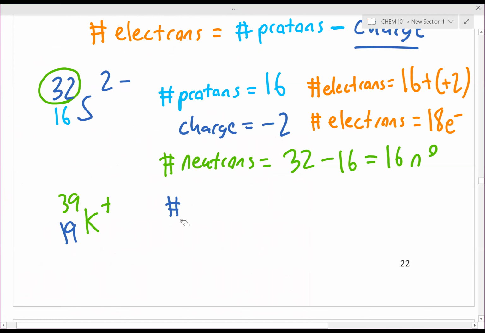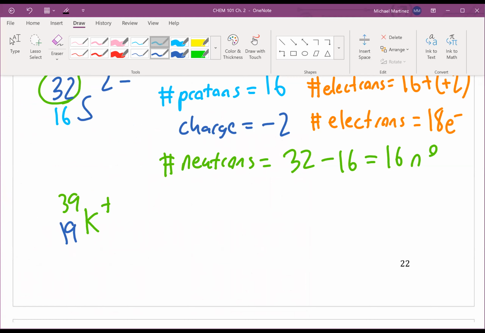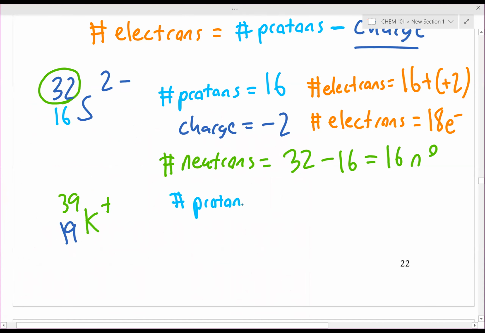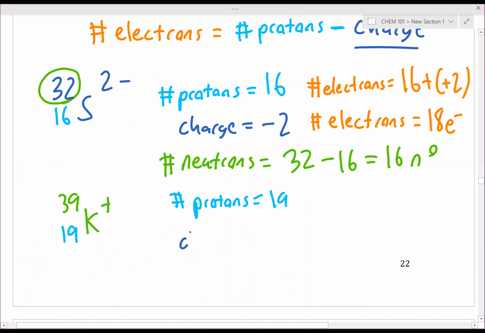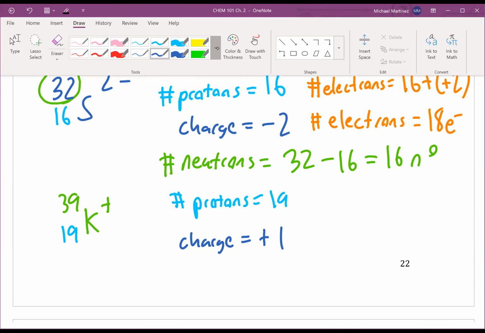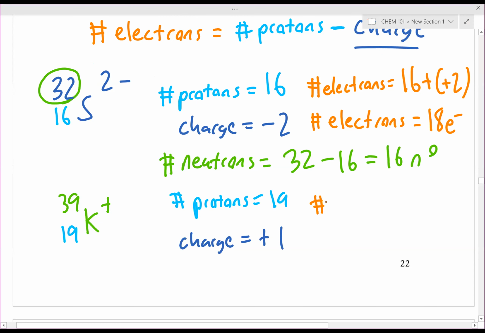So number of protons is equal to 19. Okay, what is our charge in this case? +1, exactly right. Okay, so then if we want to figure out our number of electrons, our number of electrons is equal to our number of protons, which is 19, minus the charge, which is +1. So 19 minus 1. So that gives us a total of 18 electrons to work with.